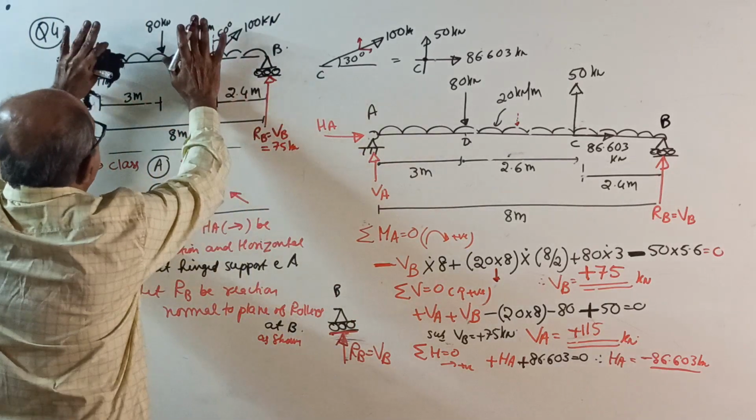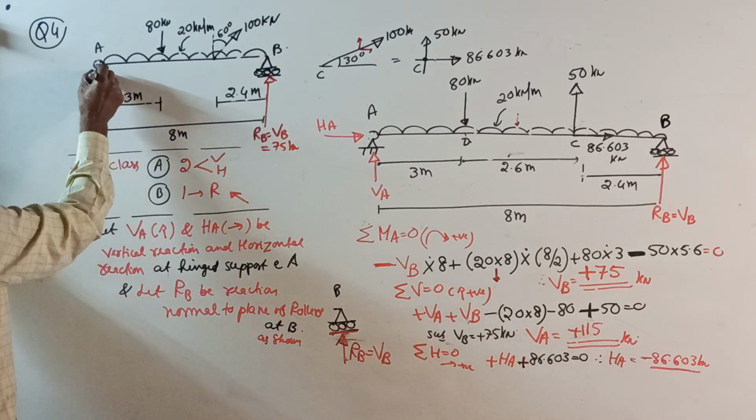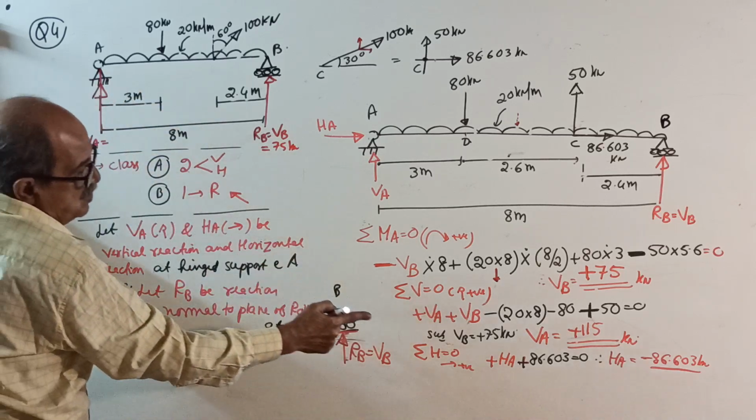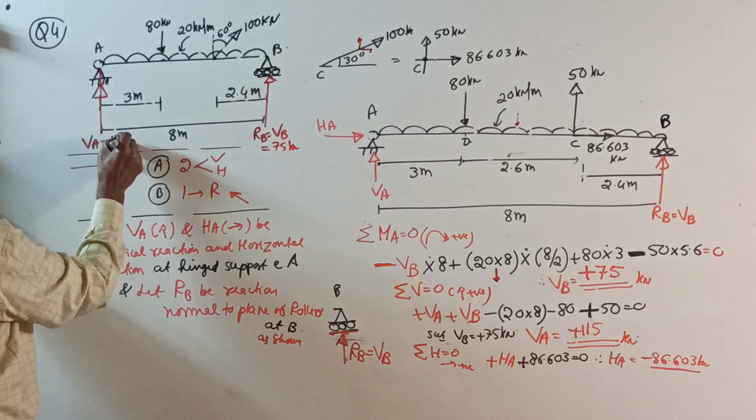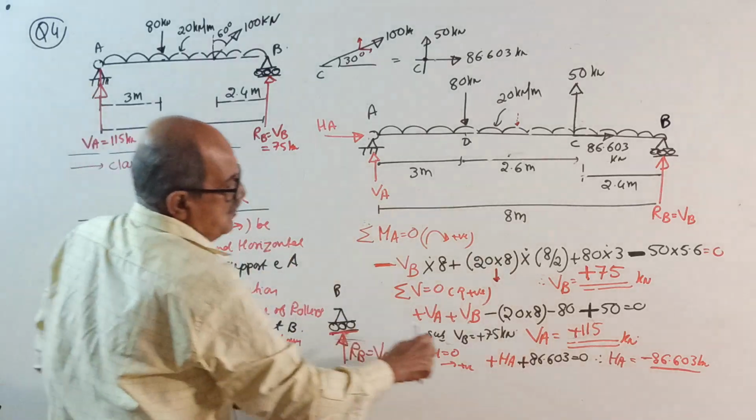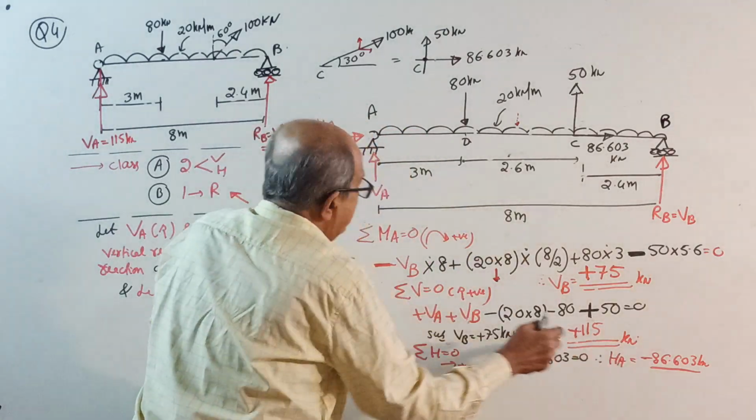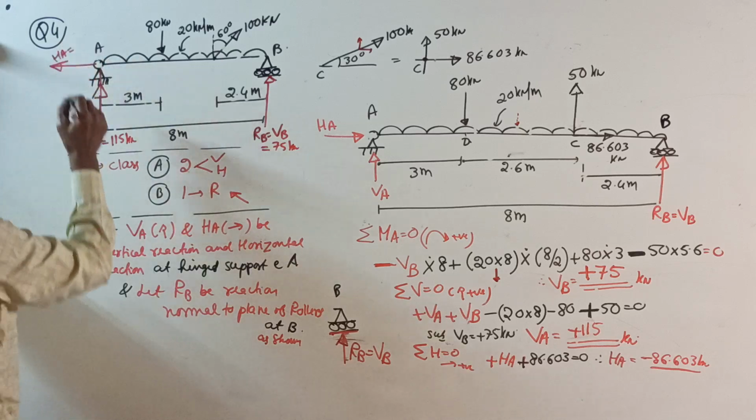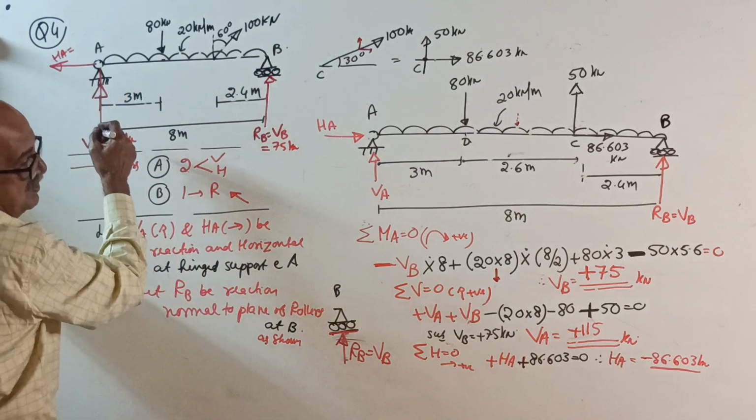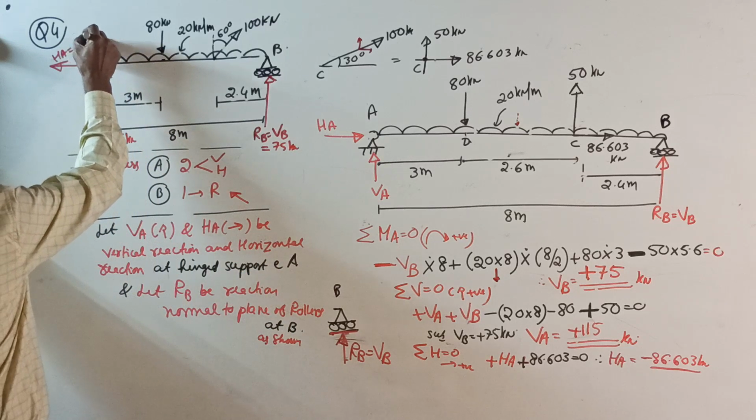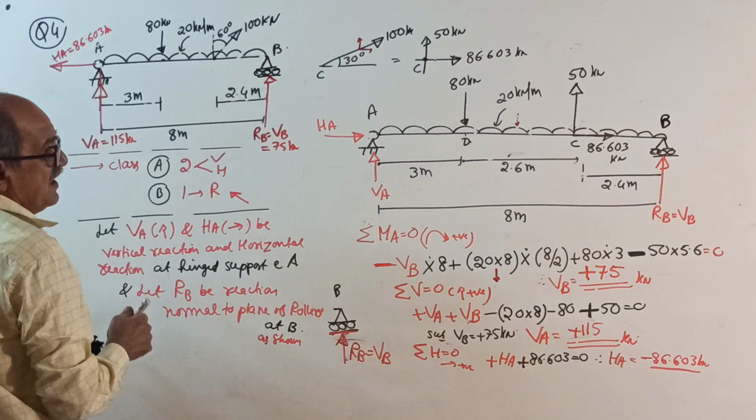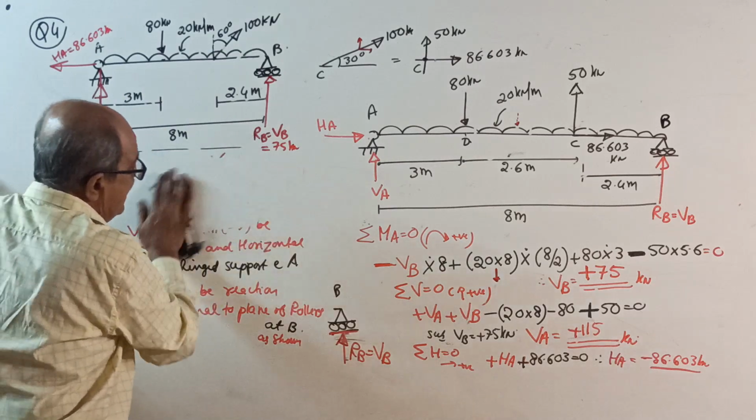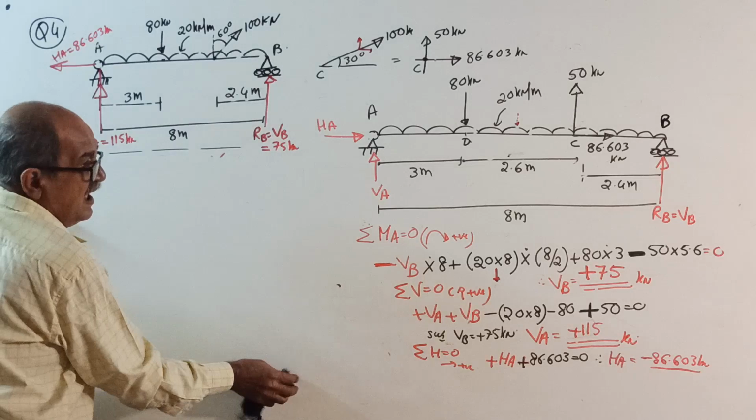You have to write here, final reaction. At A, there is an upward reaction, VA equal to 115 kilonewton. At A, HA, we took right side, negative came, so it is a left side reaction, HA equal to 86.603 kilonewton. Okay, present the answer. Then, this is again the last time. I will not tell this again and again, because sometimes I am not giving a horizontal load.